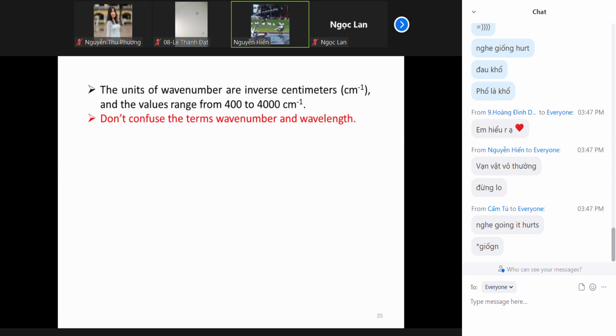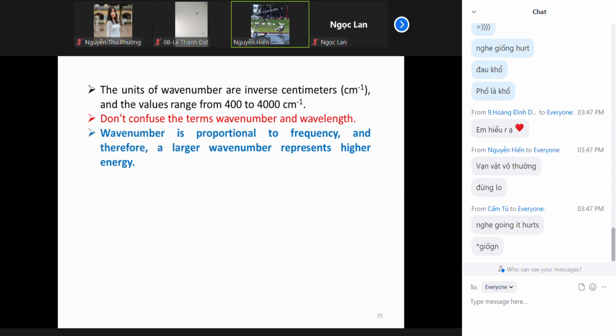Okay, so please don't confuse the terms wave number and wavelength. They are actually the inverse of each other. Wave number is proportional to frequency, and therefore a large wave number represents higher energies.